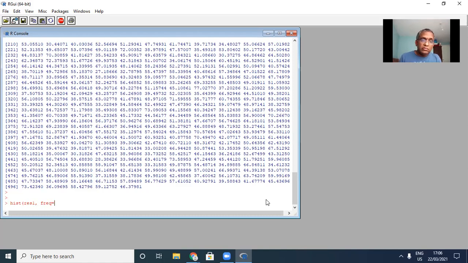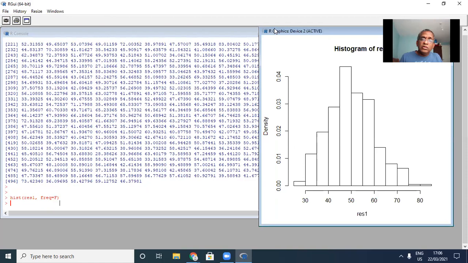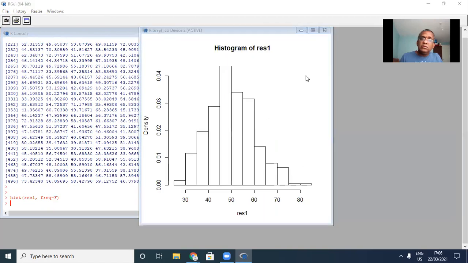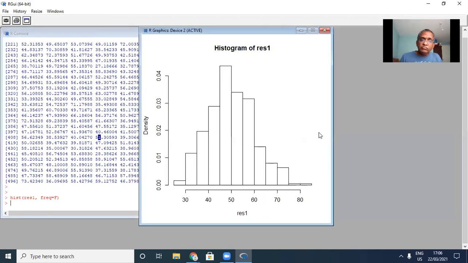The next thing I'm going to do is a histogram of this with frequency equal to F. So this is the histogram of the simulated data. Hopefully you can see it. Yeah, you can see this now, right? And the next thing is, I'm going to plot on top of this histogram the density of the chi-square distribution with n minus 1 degrees of freedom.